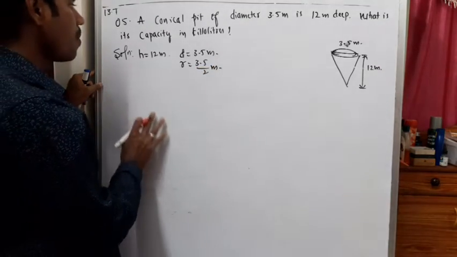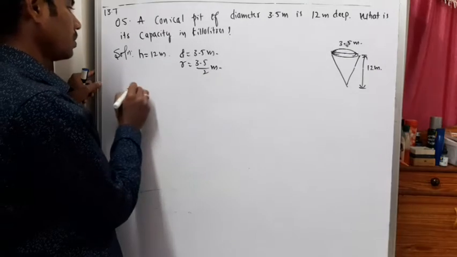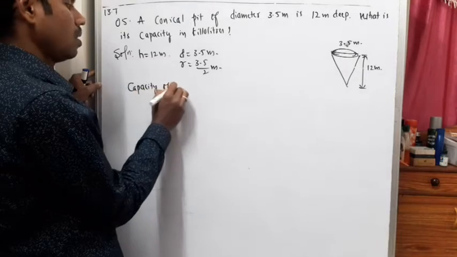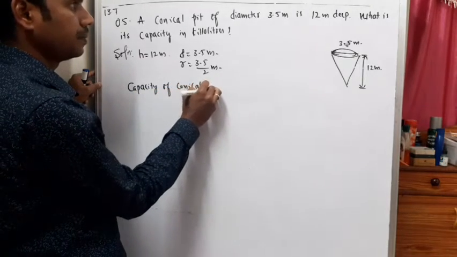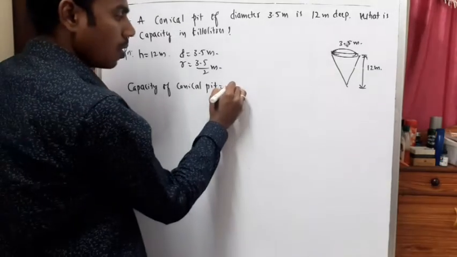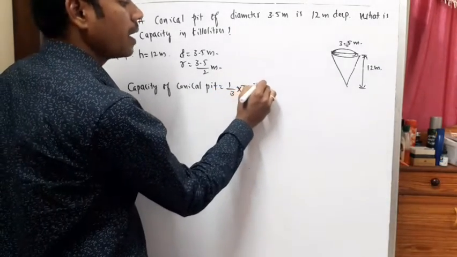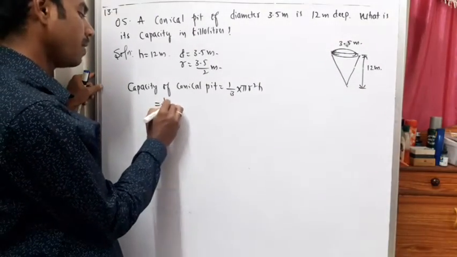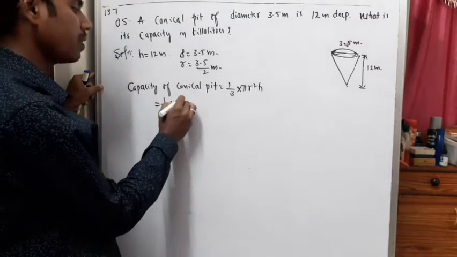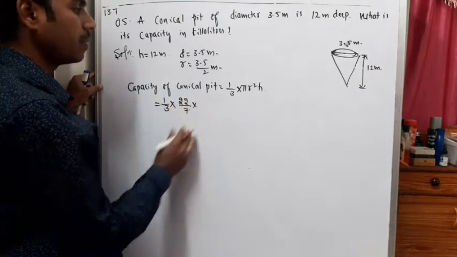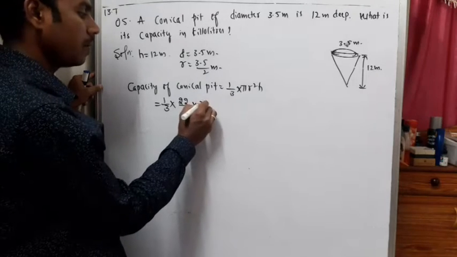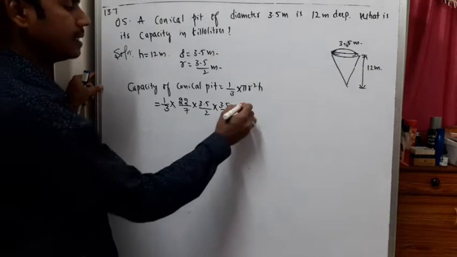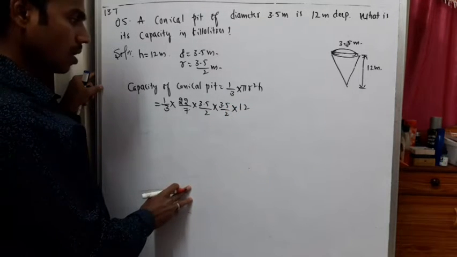Fine. Now capacity of conical pit is equal to 1 by 3 pi r square h, because it is there in the form of a conical shape. So 1 divided by 3 pi, they have not given anything for it. We can write it as 22 divided by 7. What is r square? 3.5 divided by 2 into 3.5 divided by 2, into what is h? h is 12.